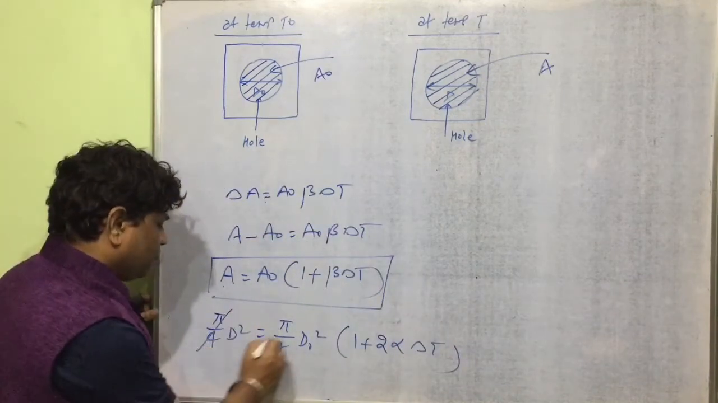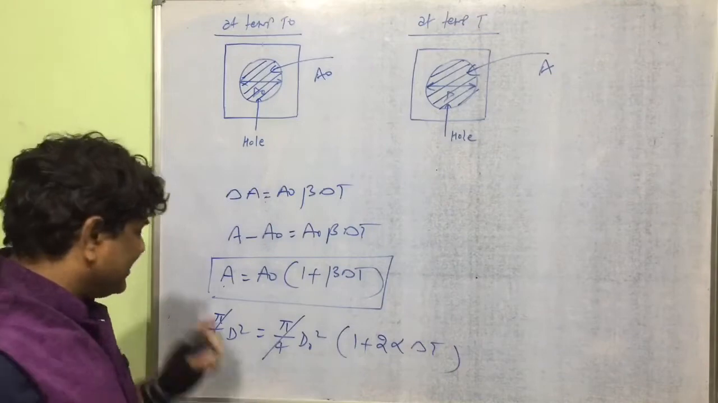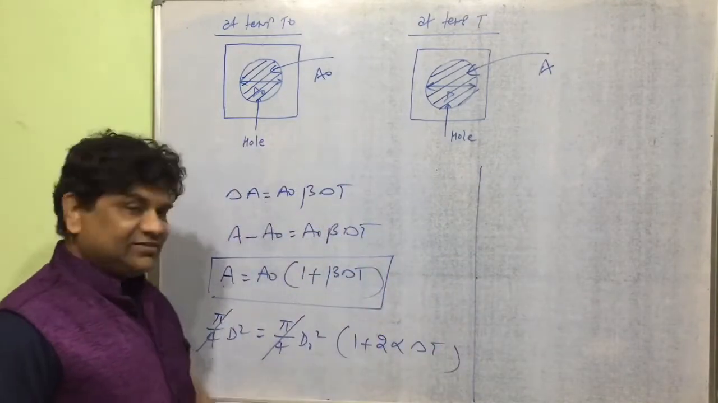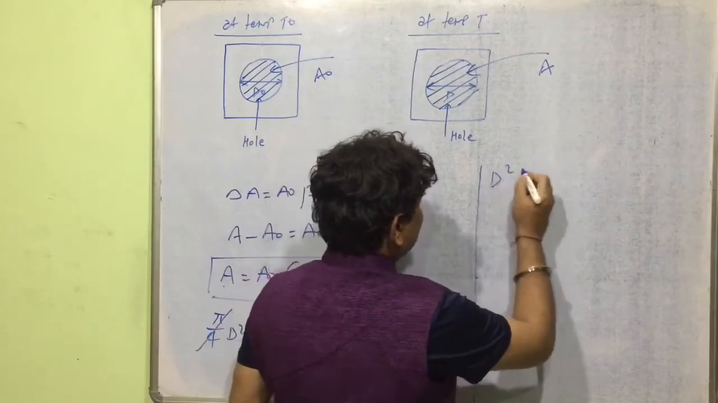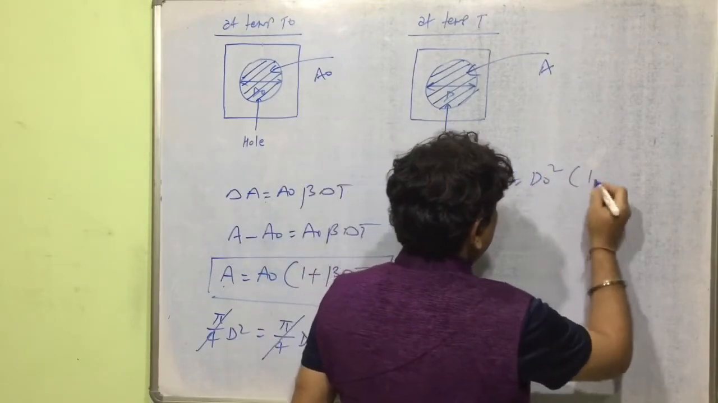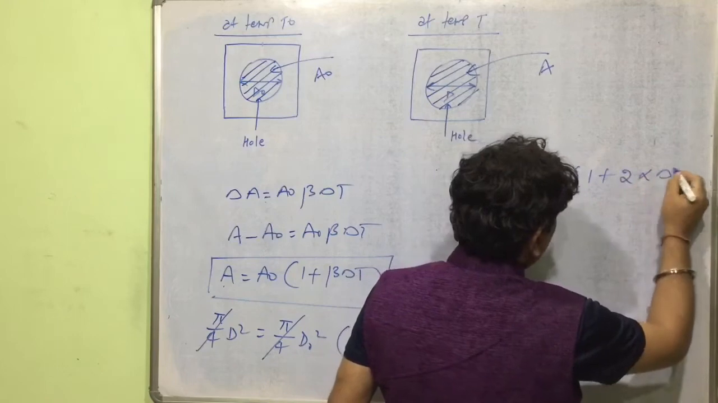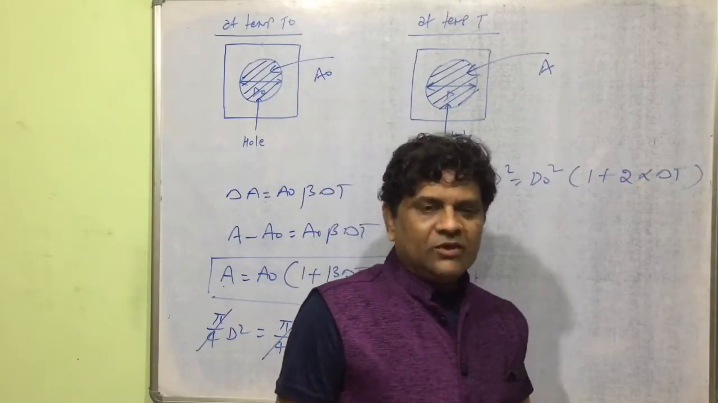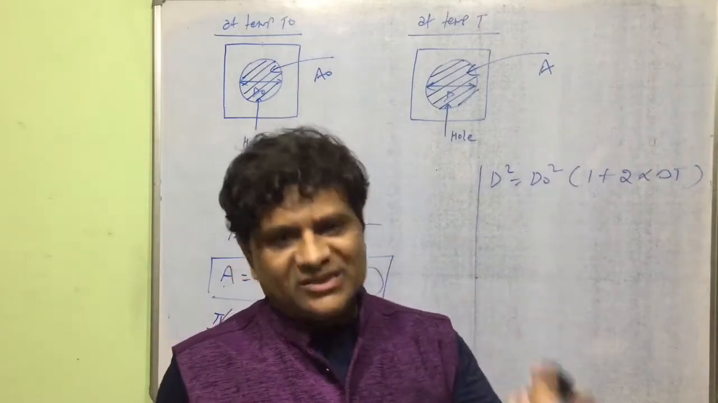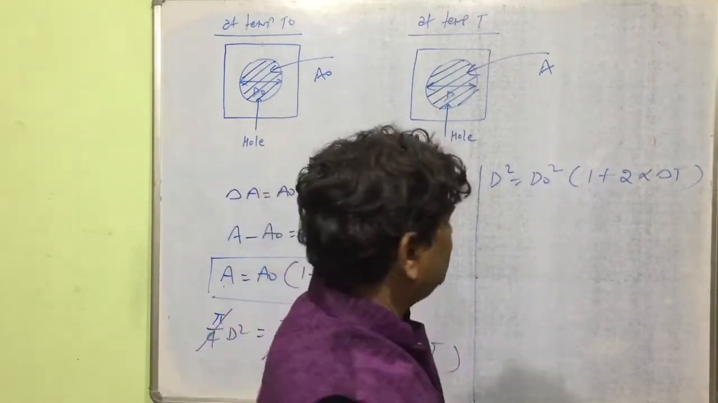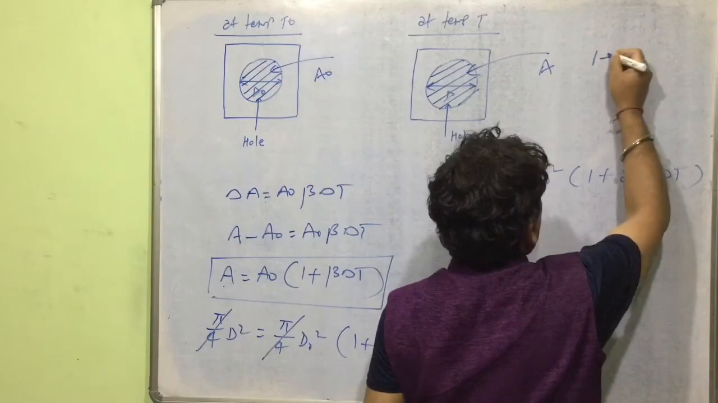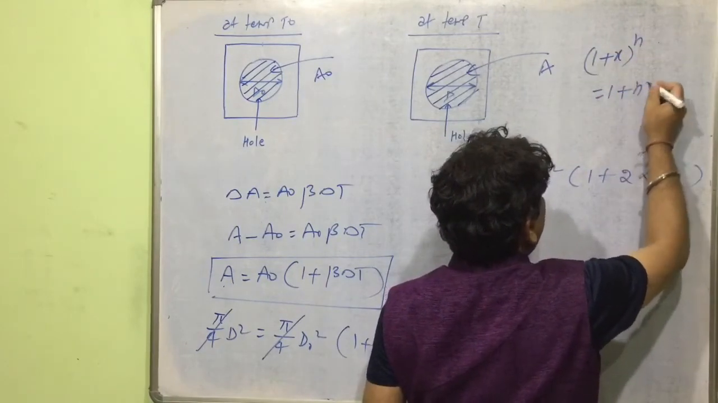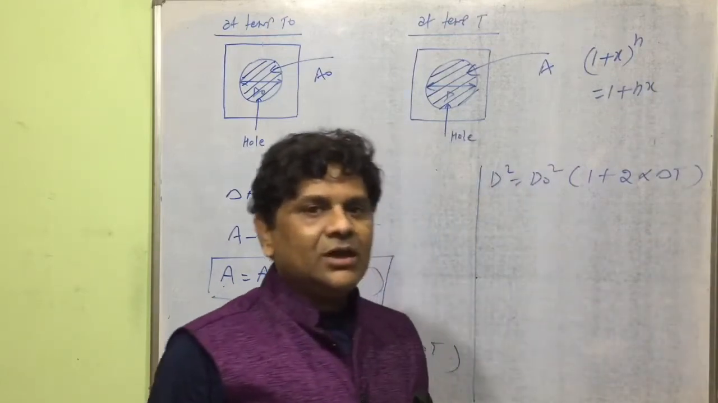Now this pi by 4 cancels. Now we can simplify the relation. D square is equal to d naught square into 1 plus 2 times alpha into delta t. Now how to simplify this relation with the help of the binomial expansion? With the help of binomial expansion, 1 plus x to the power n is equal to 1 plus nx.